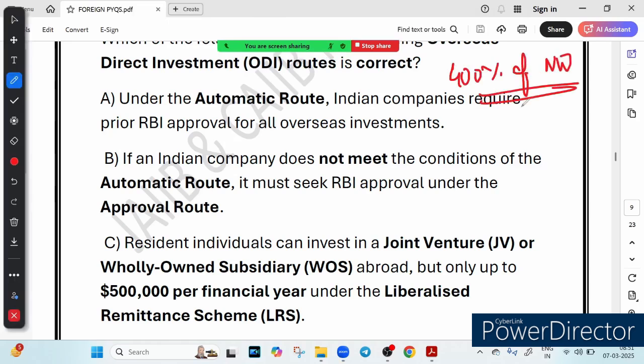If they stay within 400% of their net worth, they do not require any permission or approval from RBI. So this option is wrong. Option B suggests that if the Indian company does not meet the condition of the automatic route, it must apply under the approval route. This is correct.